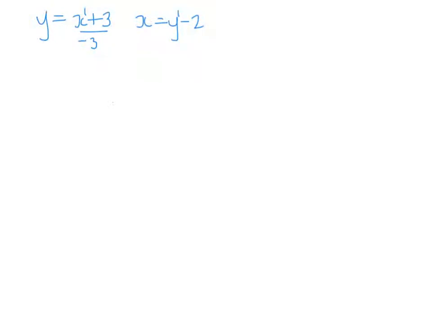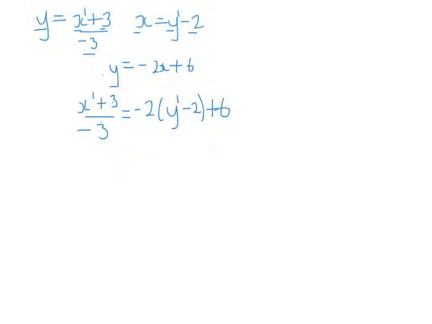So from the previous page I worked out that old y is equal to (new x + 3) all divided by -3, and old x is equal to new y minus 2. So if I have my equation all in terms of old x and old y values, I substitute in what I've worked out: in place of y will go x dashed plus 3, all divided by -3, and in place of x, y dashed minus 2.